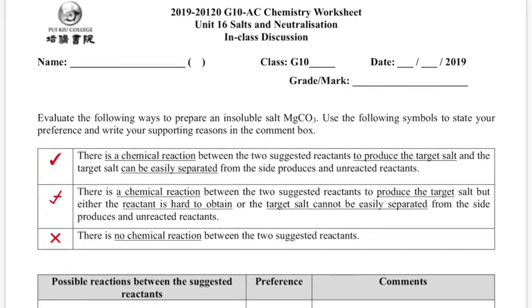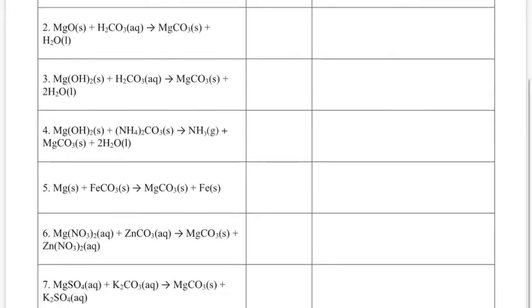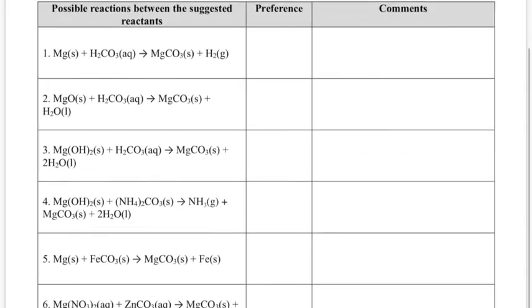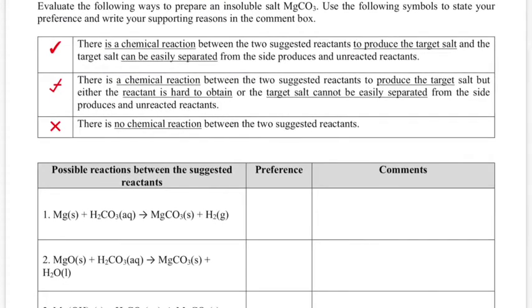On this worksheet, I have listed 7 possible ways that you can make magnesium carbonate. What I want you to do is first read through all those methods, and then evaluate: are these methods good or not? So how do we evaluate those methods?